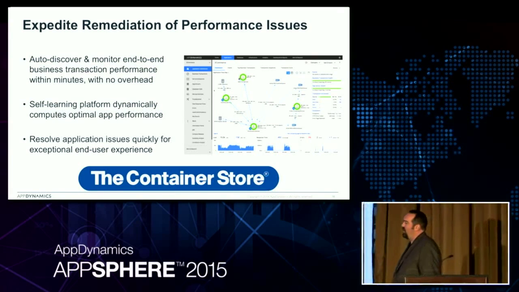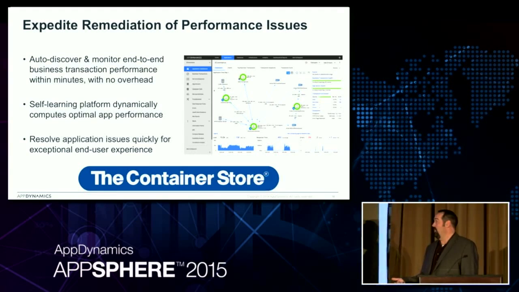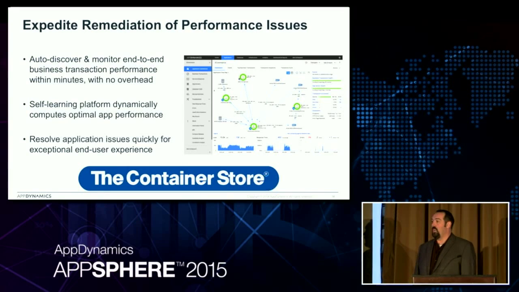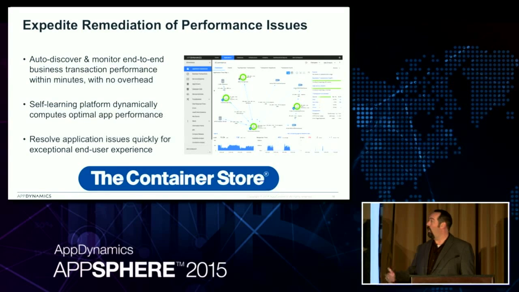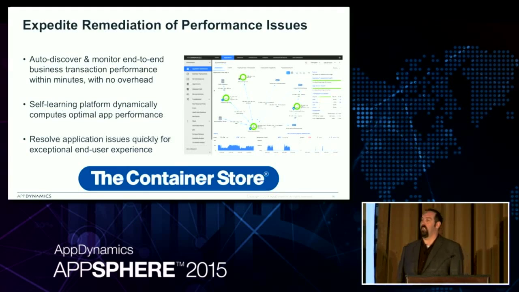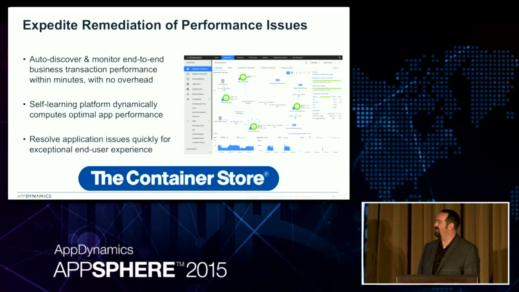Resolve application issues quickly for exceptional end user experience. So if something does happen in production, you've heard this all over the conference, I'm sure. Everyone's freaking out. Why can't you check out? Why can't you check out? Then you jump into production. Give the developer what they need to fix it. Drastically improve the time that you have an outage in production. Hopefully, you catch that in test.